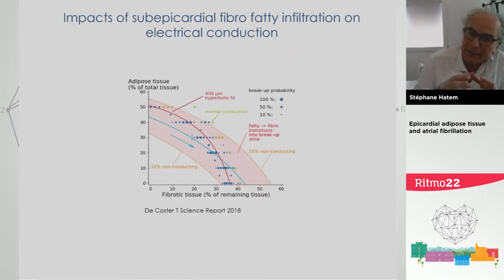What could be the impact of this fibrofatty infiltration of the subepicardium? Different studies have addressed this question. This is an in silico study showing that this adipose tissue is associated with a slowing of the electrical conduction and also favors re-entry of the electrical impulse. So, as said before, there is clearly an impact on the electrical property of the myocardium due to the fibrofatty infiltration of the tissue.